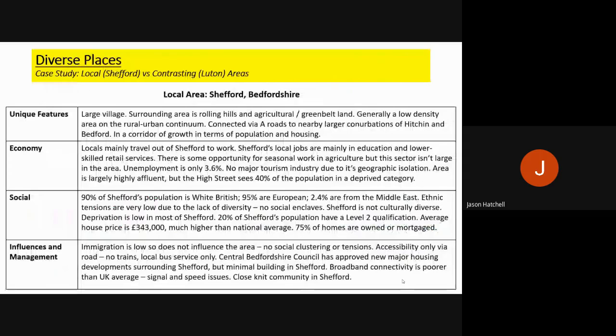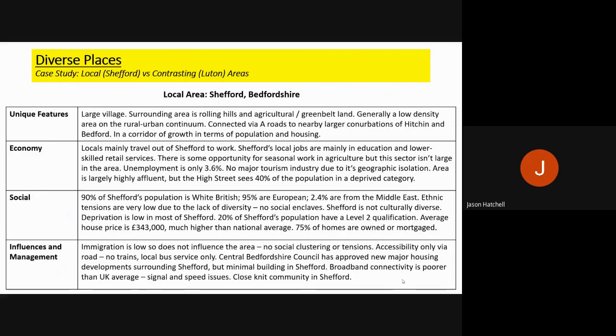So a major part of the diverse places topic is looking at your local and contrasting place. Our local place at Samuel Whitbread Academy is Shefford, and our contrasting place is therefore Luton. Luton being about 15 miles from Shefford. So you, as part of this local and contrasting case study, need to look at a number of different features of the population and gather as many statistics and data as you can. And what I've done here is summarized very briefly into unique features, economy, social, and influences and management, what the populations and areas are like.